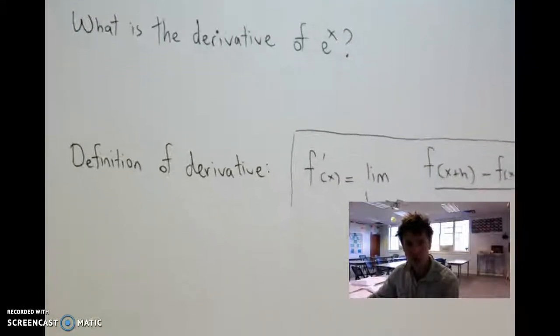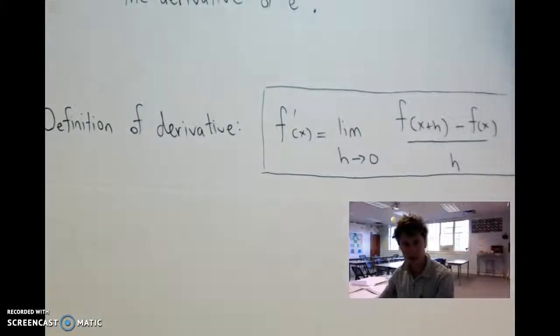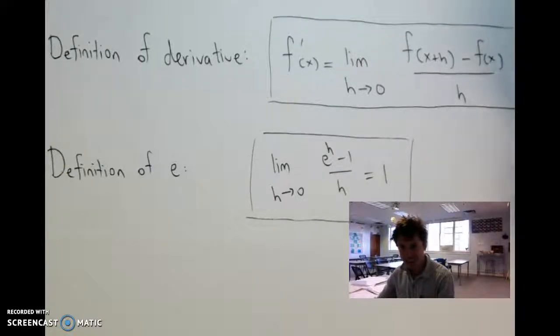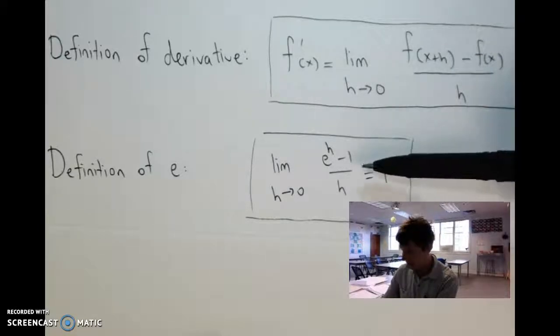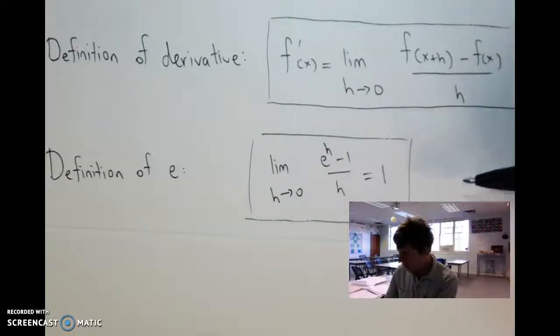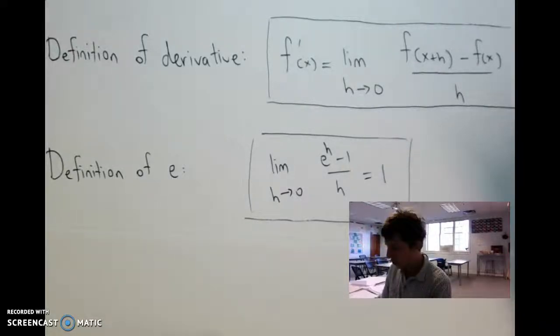First of all, we're going to need two tools. The first tool is the definition of the derivative. Here's the definition. And the second tool is the definition of the number e. The number e is around 2.71, and by definition, e is the number that makes this limit equal to 1. You can already see that this formula looks something like the other formula, and we're going to need both pieces working together. So let's get on with the proof.